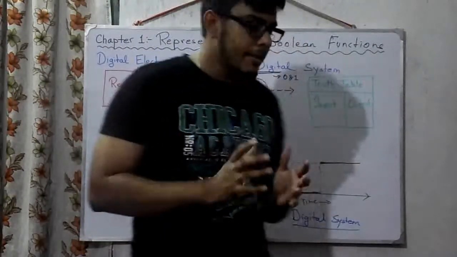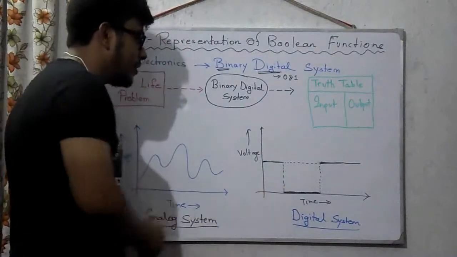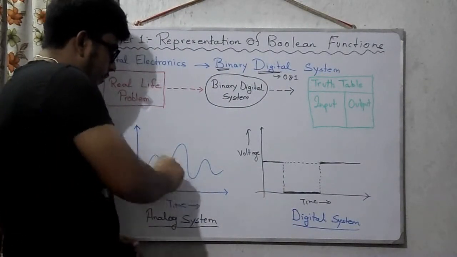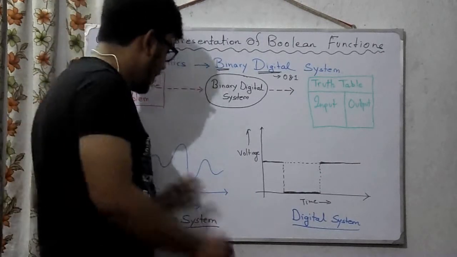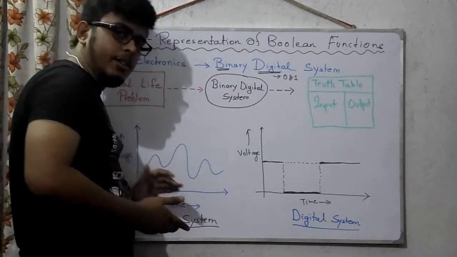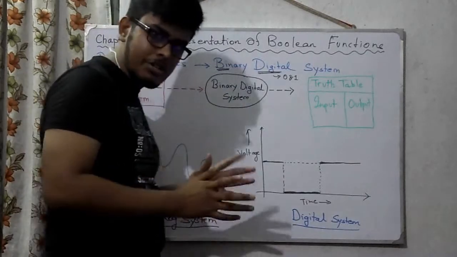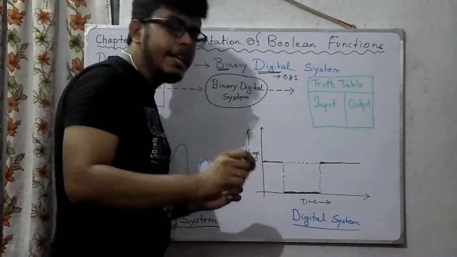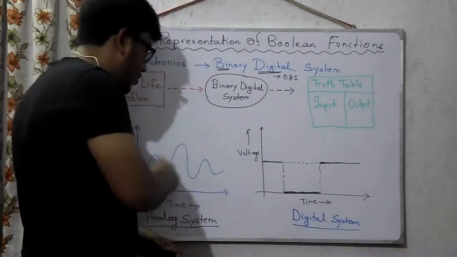So if I can make you understand using two graphs, you will see that in analog system, the voltage time graph is continuous. That is, it can attain any number of values, any values, there is no restriction in it, and definitely the voltage will be continuous. There will be no breakpoints in this particular graph.